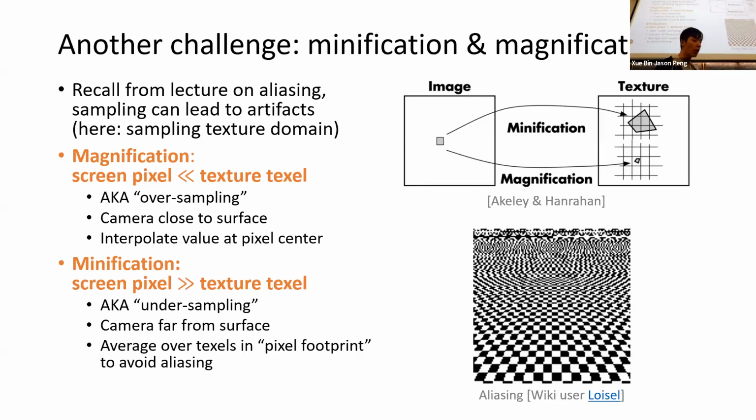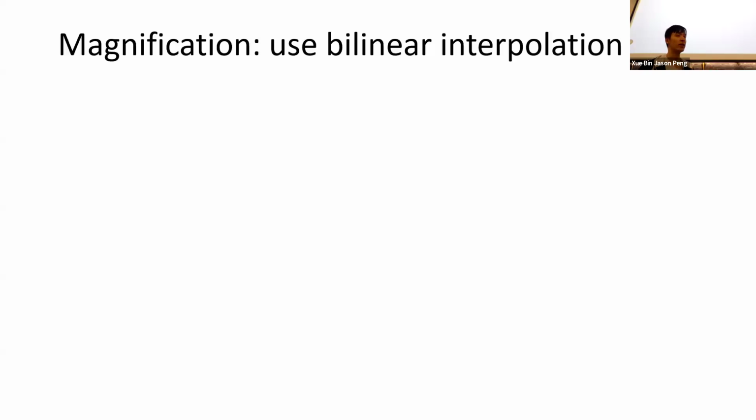So if we want to correctly apply textures to an object, we have to be able to handle these different types of aliasing artifacts in order to mitigate any visually jarring artifacts. Okay, so to see how we can fix these different types of artifacts, let's take a look at each of these cases one at a time, starting with magnification artifacts.